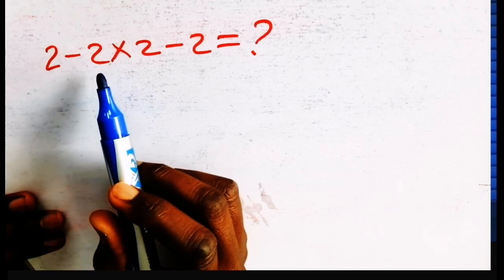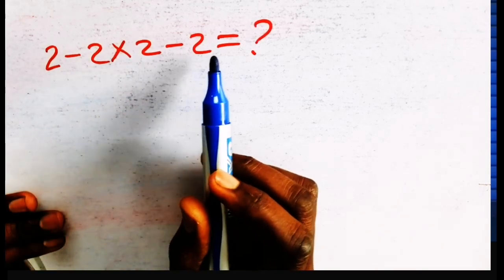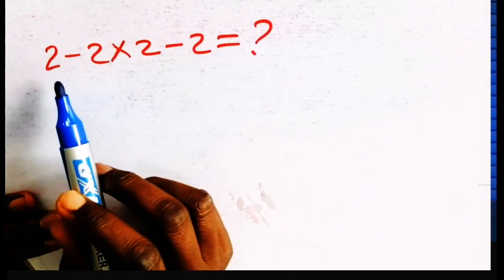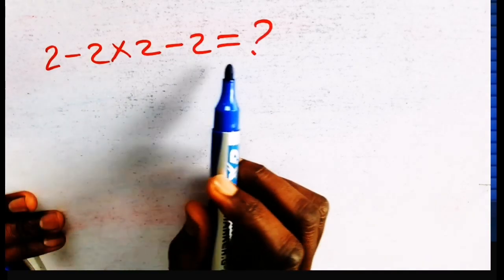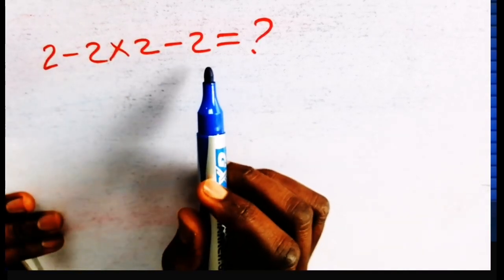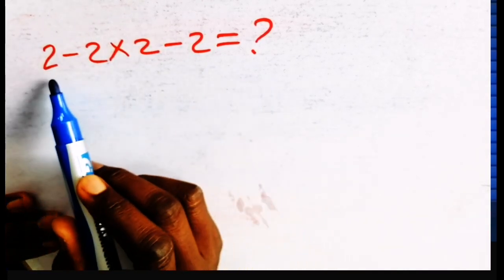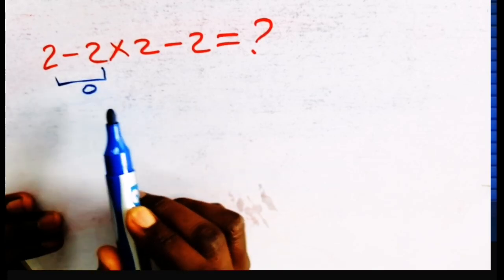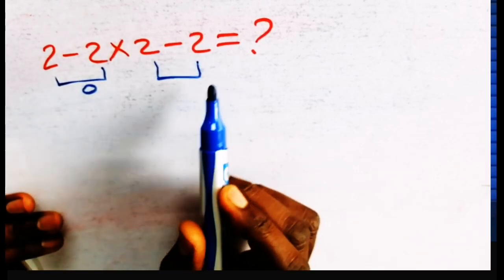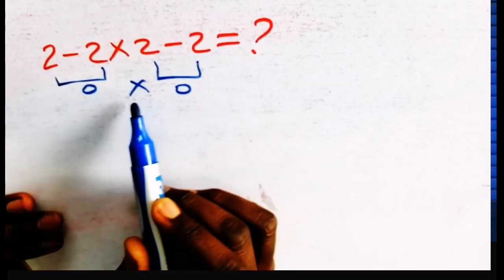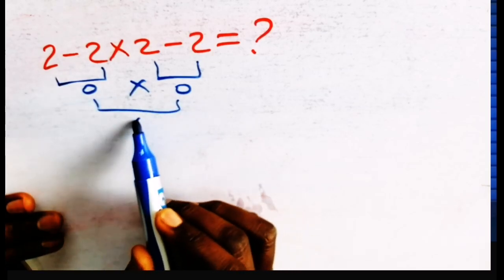2 minus 2 times 2 minus 2, which equals how much? Are you ready to solve the correct answer of this expression? Let's get started. 2 minus 2 is 0, and 2 minus 2 here is also 0. Then 0 times 0, which equals 0.